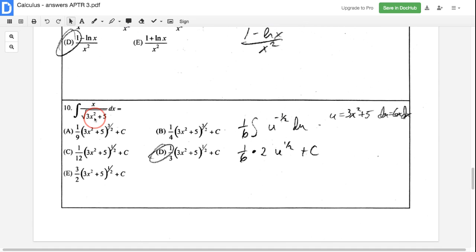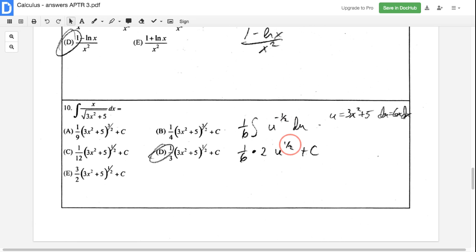Number 10, we want to do a u for the denominator. So u is 3x squared plus 5. Du is going to be 6x dx. I've got the x, so that means I've got to have a 1/6 out front. So 1/6, the integral of u to the negative 1/2 du. I took the radical from the bottom and moved it up, so that's why this is negative.